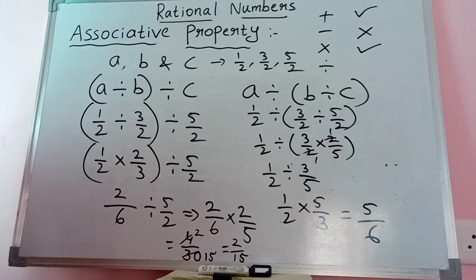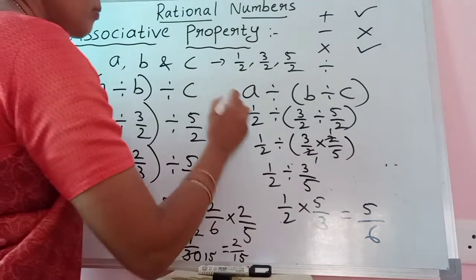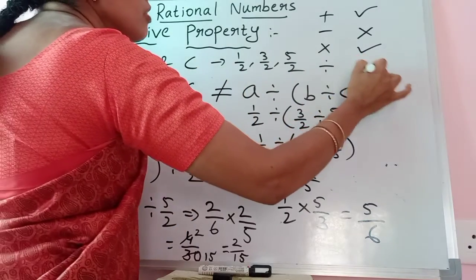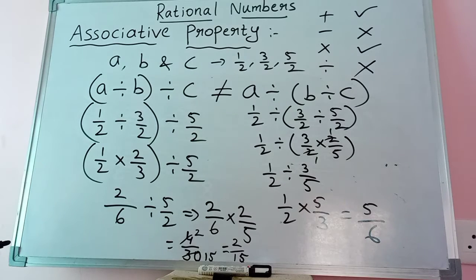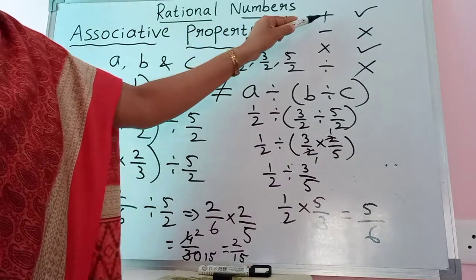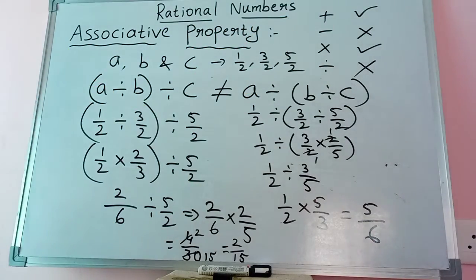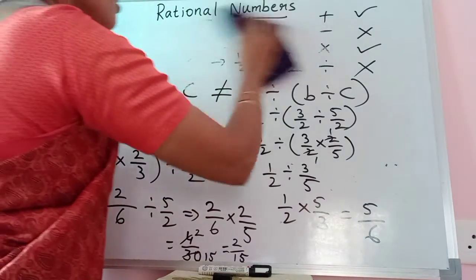Now we got 2 by 15 on the left side, whereas the right hand side is 5 by 6. Both are not the same, not equal. Therefore rational numbers don't have the associative property under division. Now the associative property is clearer to you. Remember, rational numbers have the associative property under addition and under multiplication. Next we will see the role of 0 in the rational number set.